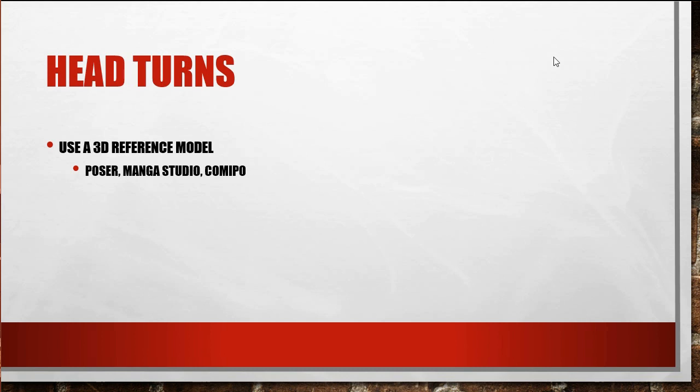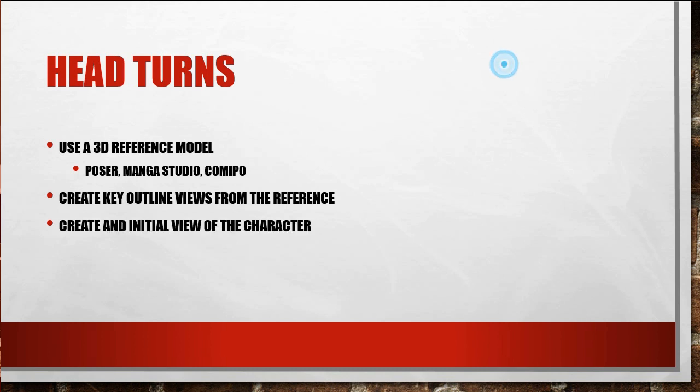Now this reference model is not the character that I'm animating, it's just one that's close, and it's specifically so that I can make sure that I get the 3D rotations correct. So I use Poser, Manga Studio, or Kamipo to rotate the head to the proper key views. And from those key views I create outlines of the reference, and those outlines just make it easier for me to see the features as I'm doing my animation or creating the head turns.